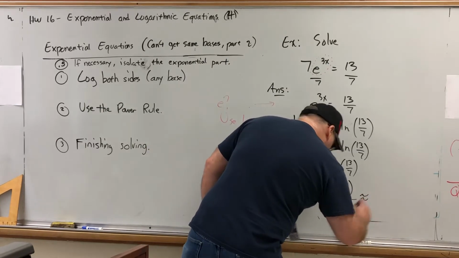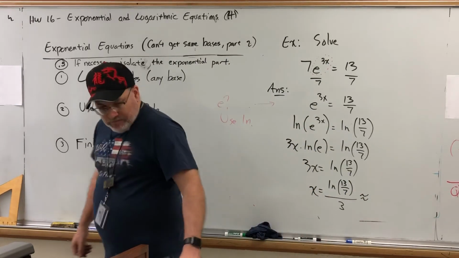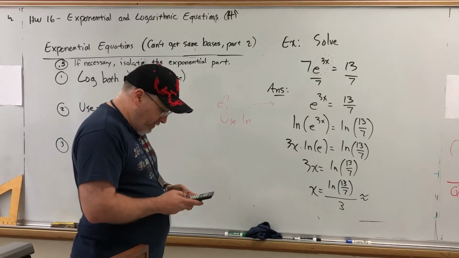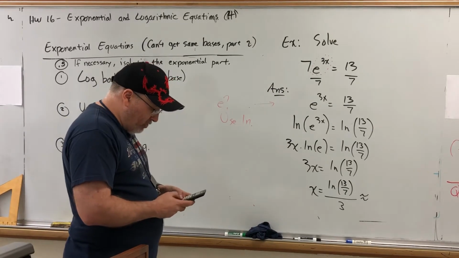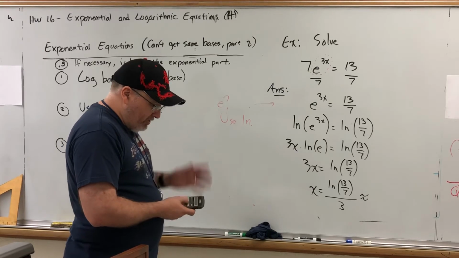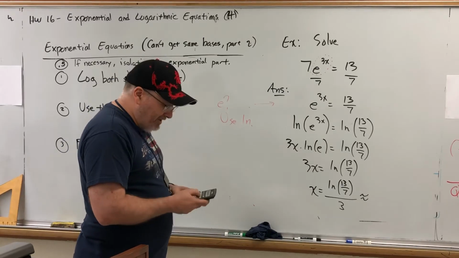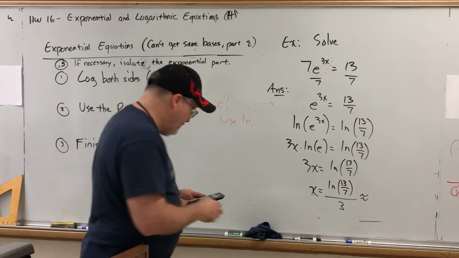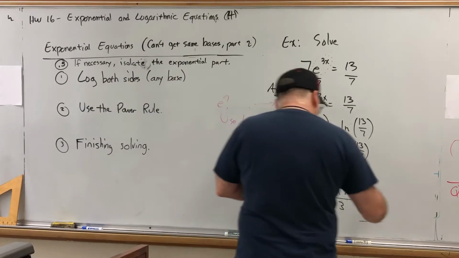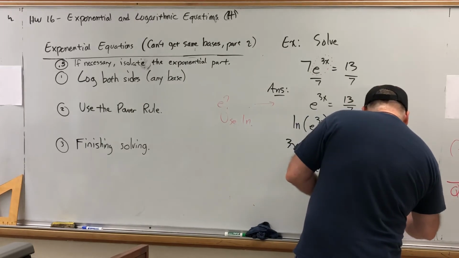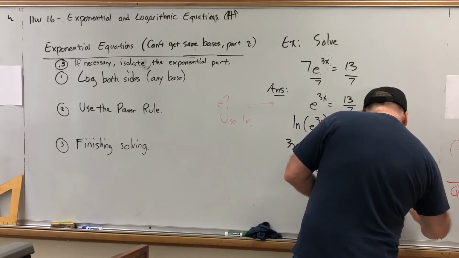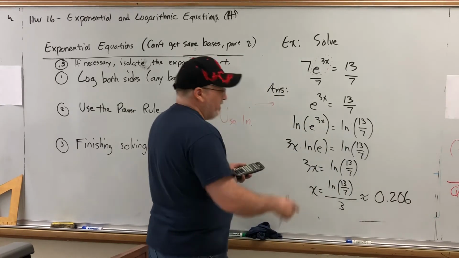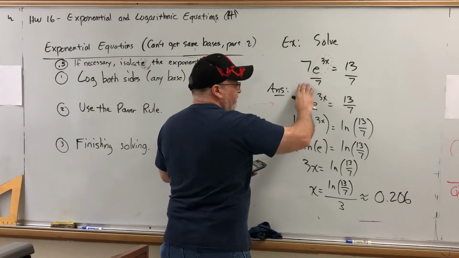The approximate answer, just put it in your calculator. And remember, it's your responsibility to know how to use it. Contact me if you need help. So first I got to figure out the natural log of 13/7. So I just put in 13 divided by 7, got its answer, and I'm pressing ln. Now I'm going to divide that by 3. And I get approximately, to 3 decimal places, 0.206.